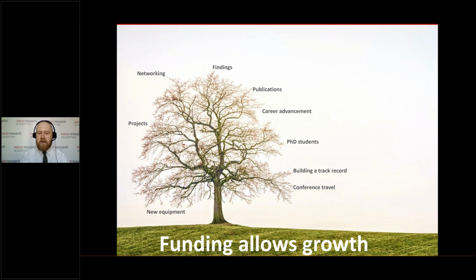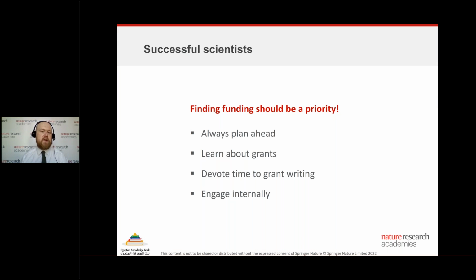So we should see funding as really one of the most important attributes of a successful scientist. We should really think of funding as one of our priorities as a researcher. Always have funding in mind. Plan ahead. Where are you going to be in a year's time, in 2 years' time? What funding will you have in the future? So do spend time of your day learning about grants, learning about funding. And of course, it's great that you're here today as we're going to be going over many of these issues and topics.